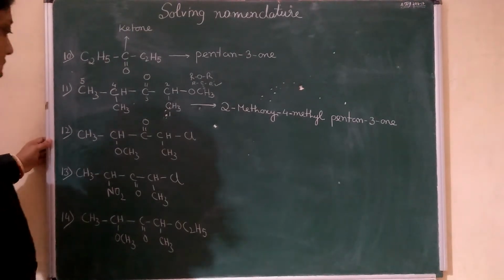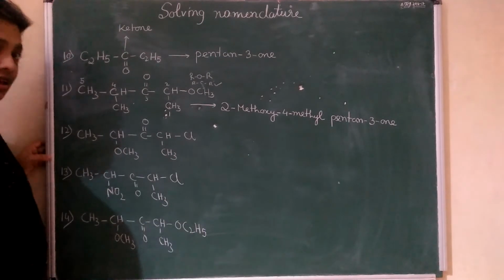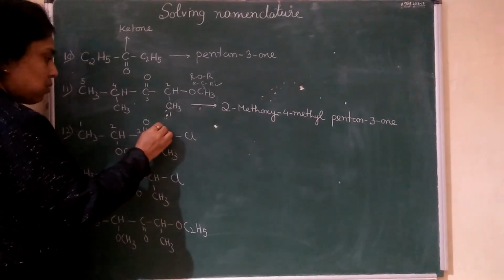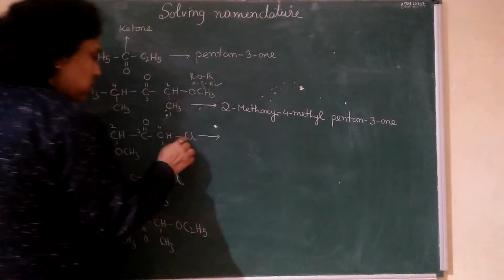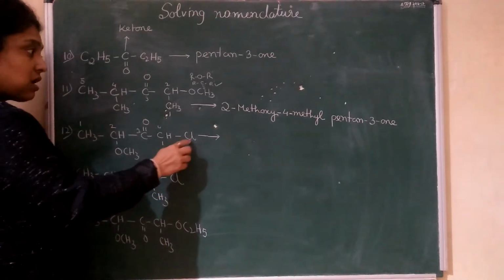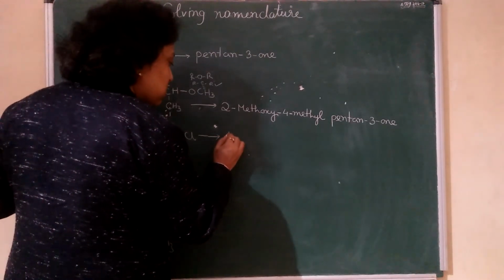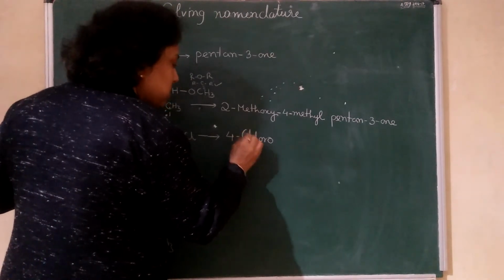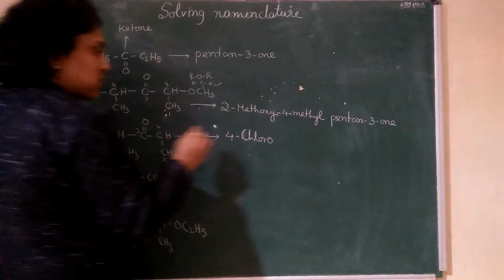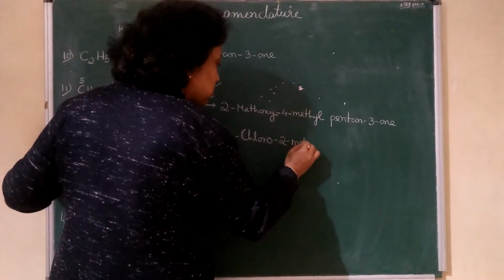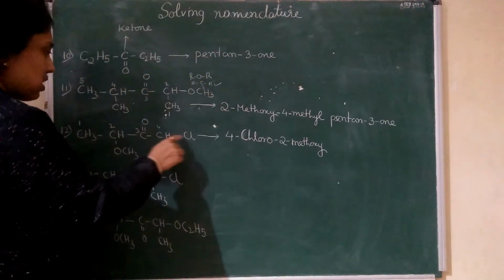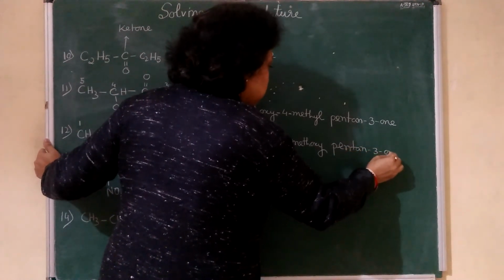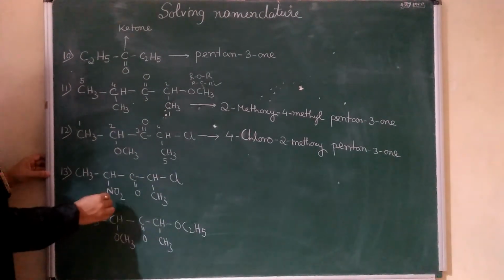This is the method. Now here, same way, methoxy is there and chlorine is there. Methoxy will get first priority. So the numbering will start from here, 1 2 3 4 5. Here it will be chloro and methoxy. While writing, you have to write in alphabetical order, so chlorine you write first. The 4th carbon is chlorine, so 4 chloro, then 2 methoxy. How many carbons? 1 2 3 4 5, 5 only. So pentan-3-one.